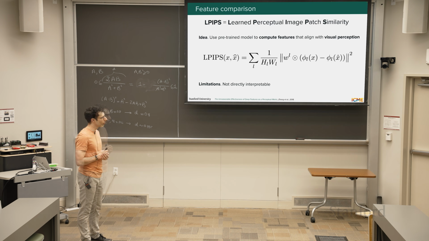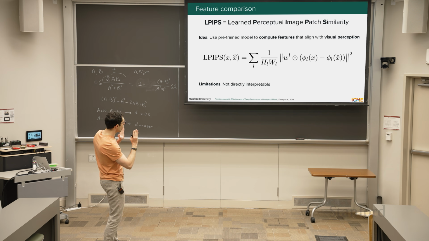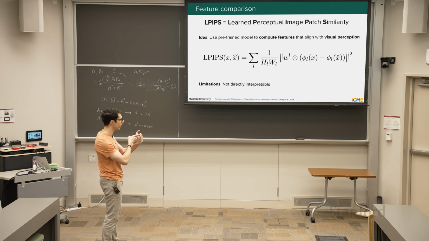So the question is, what does the formula mean? Within the distance, you have two terms. One is the difference between the feature map of x and the feature map of x hat. And you multiply that element-wise with the coefficient W L.